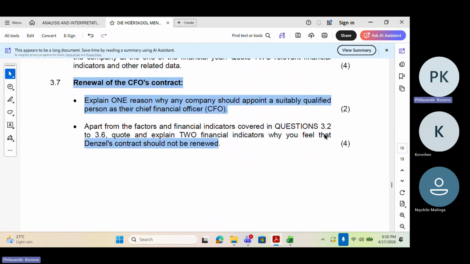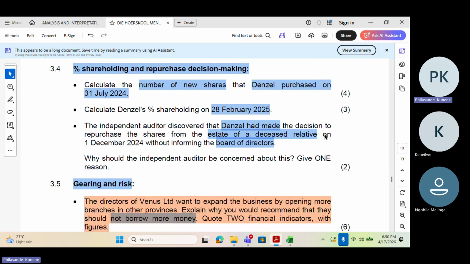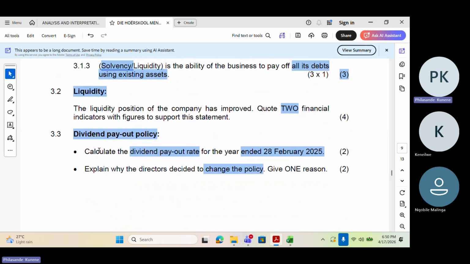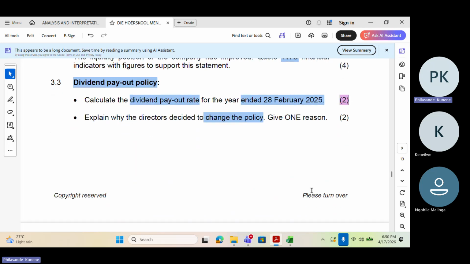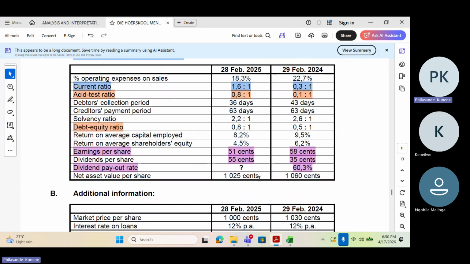They did ask us a question about that. There was a question asking you to calculate a dividend payout rate. I'm not sure which question that was. There it is: calculate dividend payout rate for the year ended 25th February 2025. It is 2 marks, free 2 marks to calculate, right? And then explain why directors decided to change. You can see now what is happening here. We're just analyzing the information provided, but from that information, we can see that most of the questions that they were asking, we are able to answer them while we're analyzing the information.